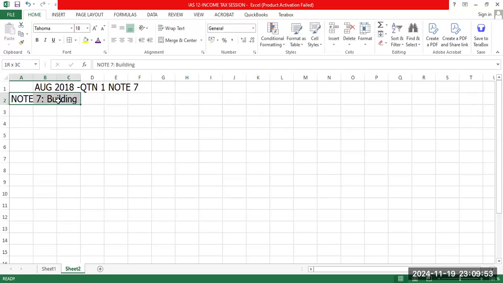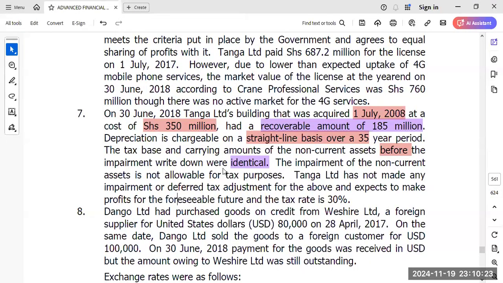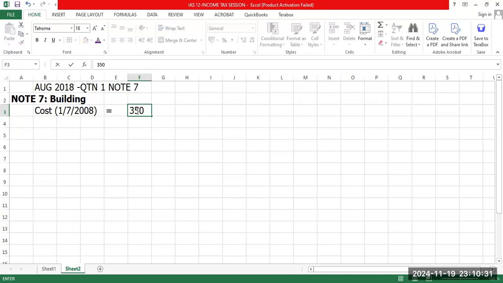Okay. So the cost, you have the cost of the building on 1st July 2008 as how much? The cost of the building is how much? 350 million. Okay, 350. We can keep our figures in millions, shillings in millions. Then the life, how many years? 35 years. Okay.